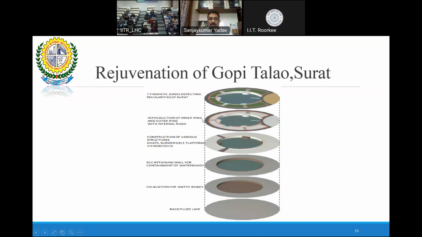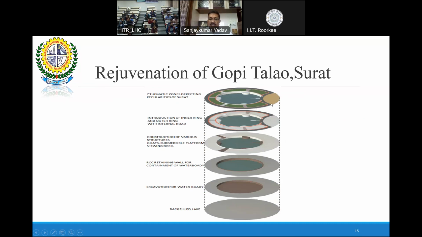Then introduction of an inner ring and an outer ring with internal roads. So one more ring is added around it, right? And 7 thematic zones depicting the peculiarities of Surat have been added into this. So 1, 2, 3, 4, 5, 6, and 7 zones. These 7 parts you can see now, they are the 7 zones which are used for food courts, for historical demonstration of history, for environment purposes and for future development.